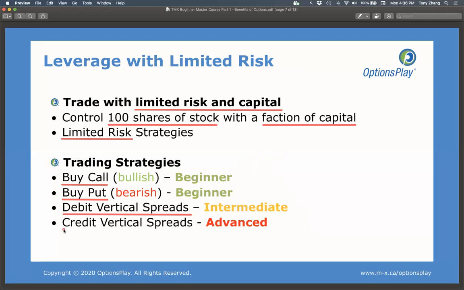And for the more advanced traders who want to generate income, selling credit vertical spreads is also a way that you can utilize options to speculate on the outlook on an individual stock. So you have a lot of different ways that you'll be learning over the next few months to utilize options to take different views in the market and do so all with limited risk.